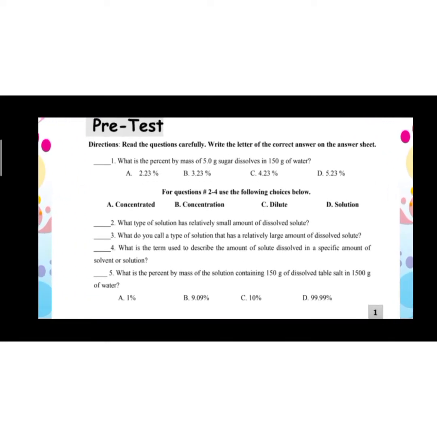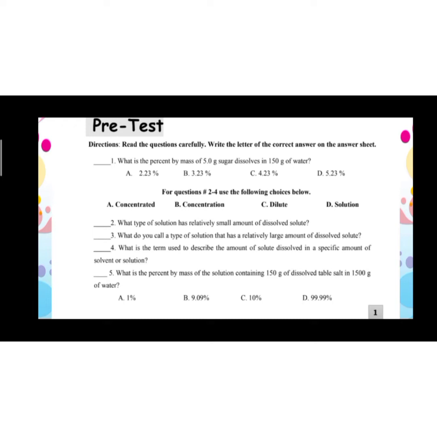For question number 2 to 4, use the following choices below. A. Concentrated, B. Concentration, C. Dilute, D. Solutions. Okay, that is the choices. For number 2, what type of solution has relatively small amount of dissolved solute? A. Concentrated, B. Concentration, C. Dilute, D. Solution. Write your answer.